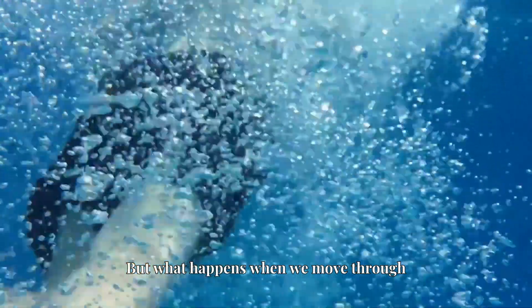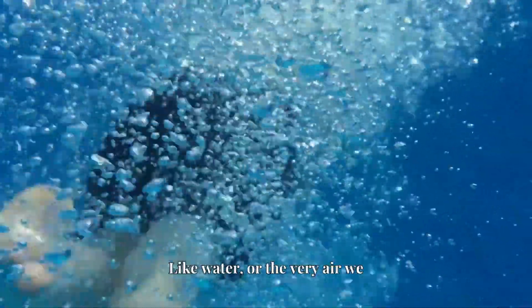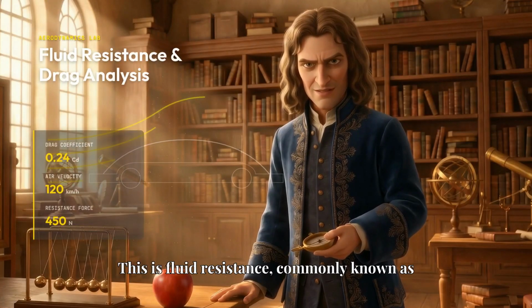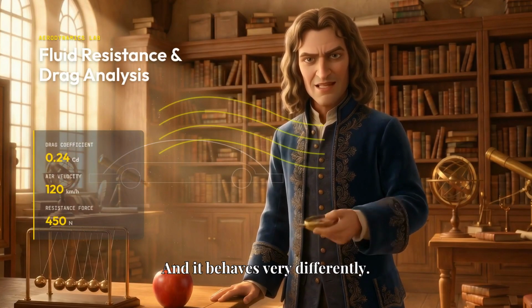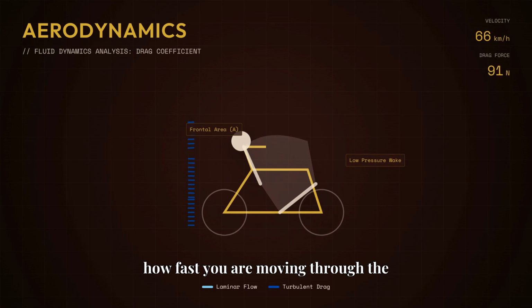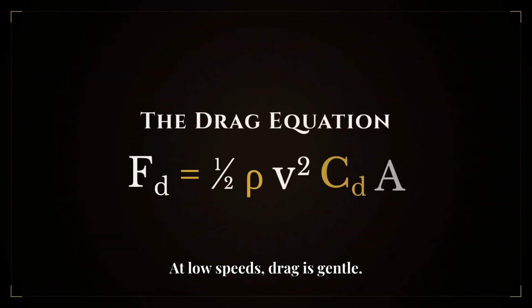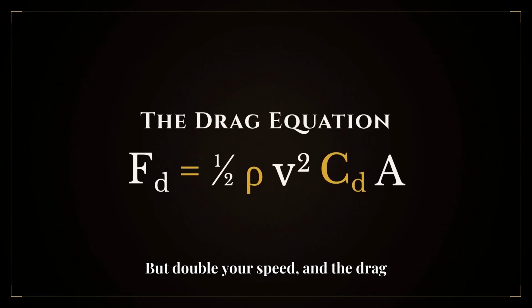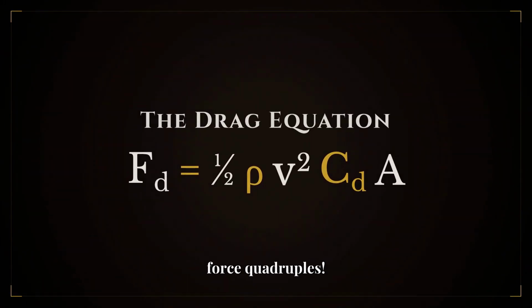But what happens when we move through fluids, like water or the very air we breathe? This is fluid resistance, commonly known as drag, and it behaves very differently. Unlike dry friction, drag depends heavily on how fast you are moving through the fluid. At low speeds, drag is gentle, but double your speed, and the drag force quadruples.